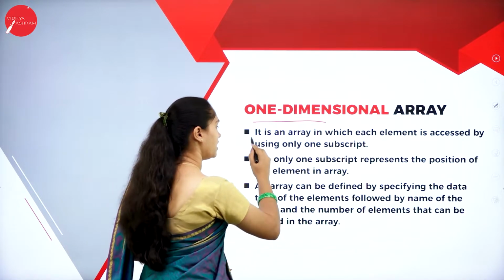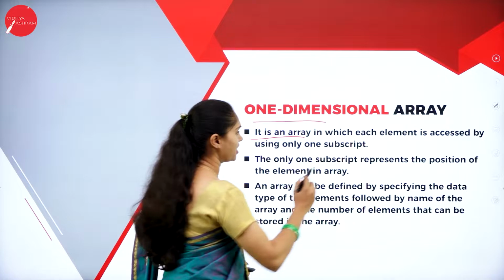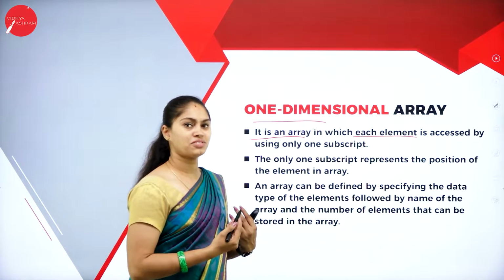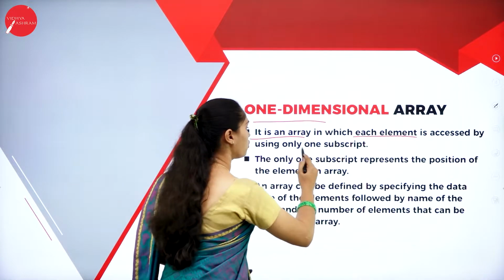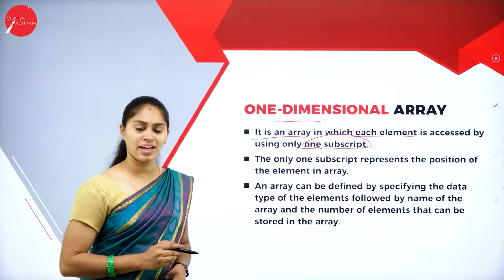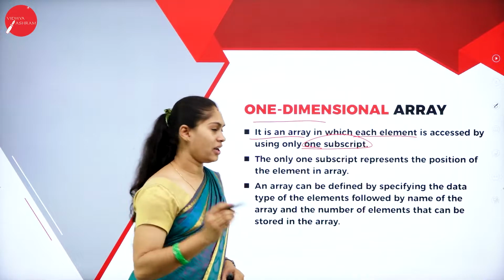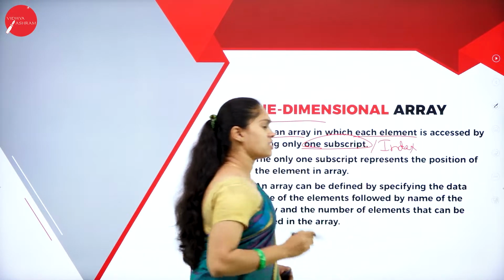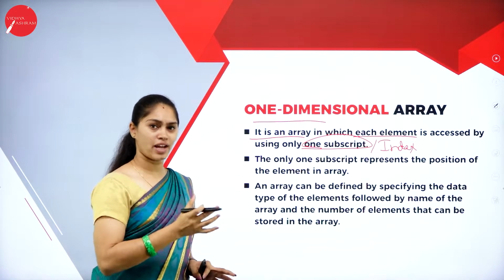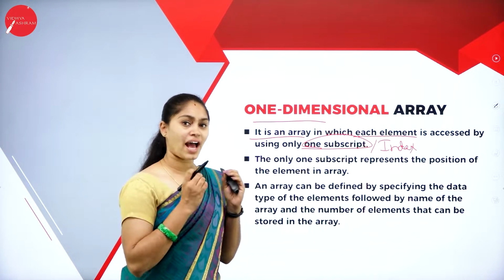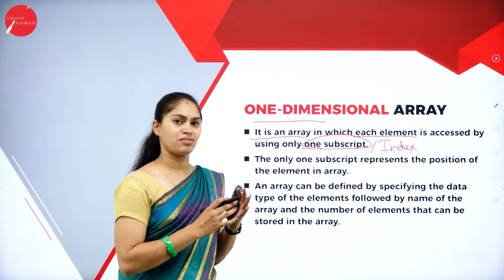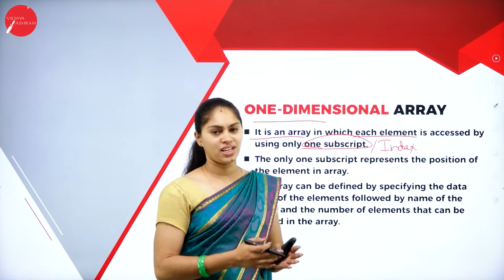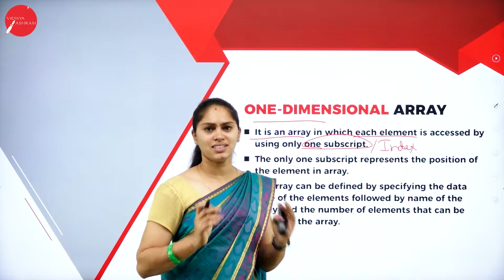We'll see now. It is an array in which each element is accessed, fetching the content of that element, by making use of only one subscript. A subscript is also known as an index. So we are going to use an index, or indices if more than one, to access the elements of an array. If I have hundreds of elements in my array, then I can access the 50th element, the 90th element. I can access any element.